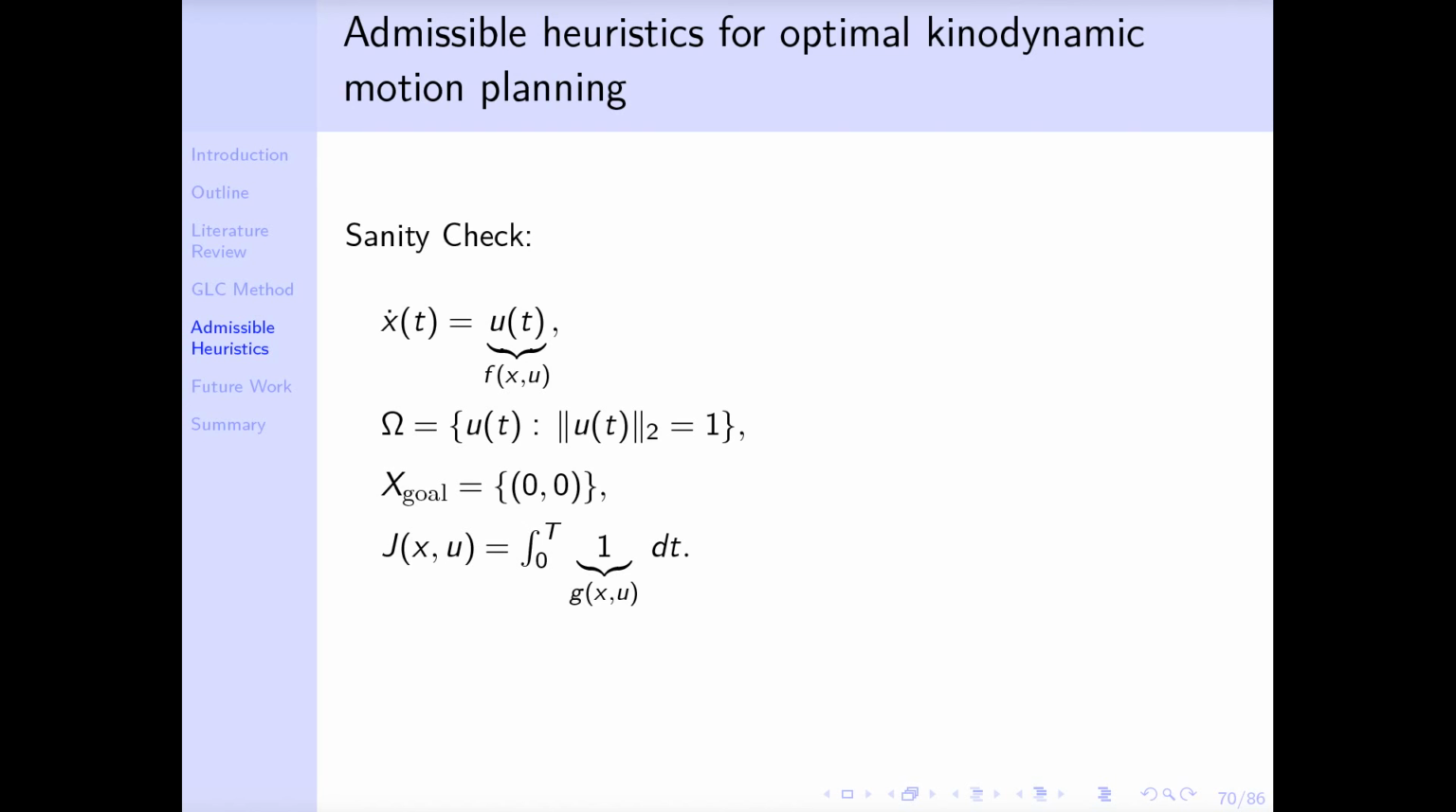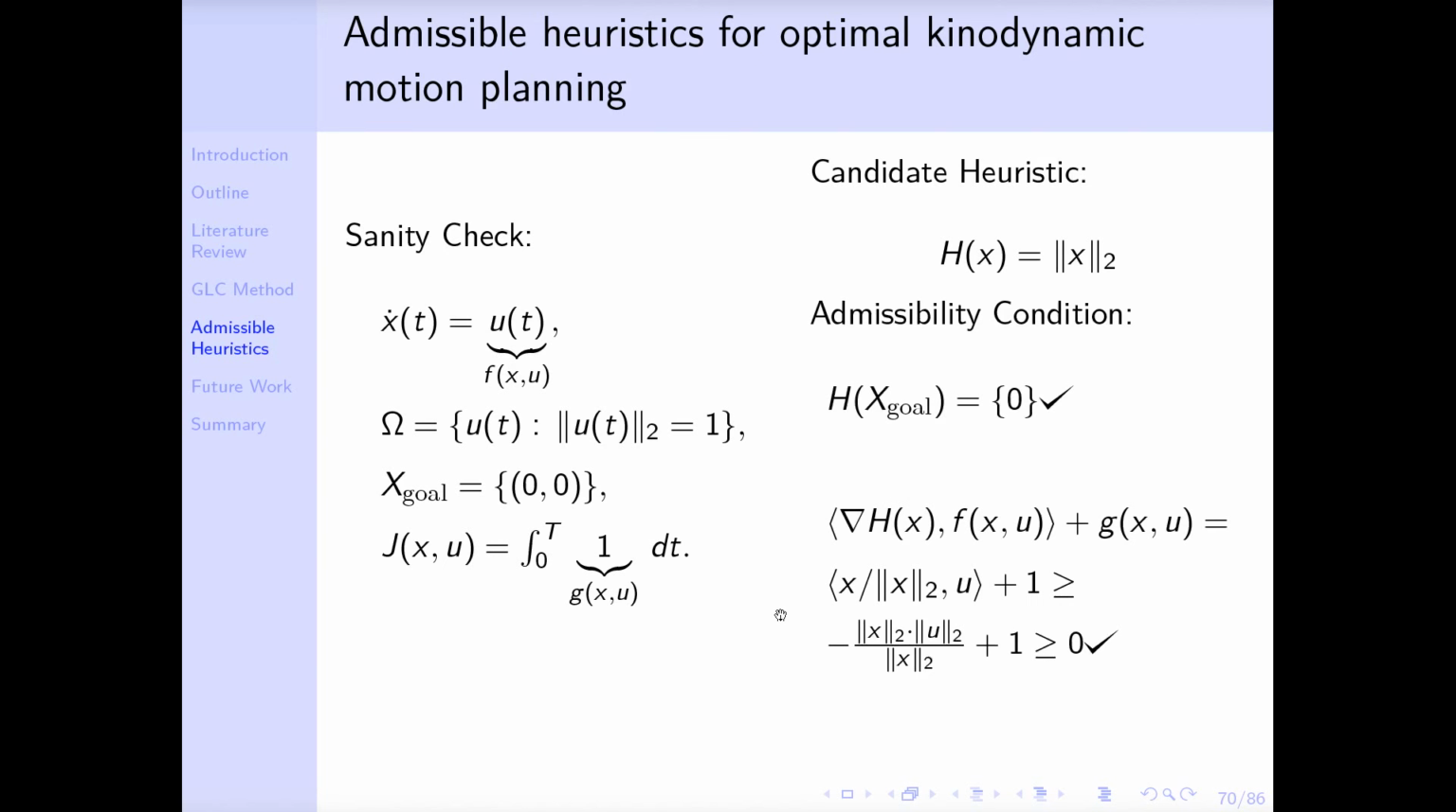And then the running cost for this, in this case, is just 1, which gives us a minimum time objective. And since the trajectory has unit velocity, this is also going to give us the shortest path. So if we take the goal set to simply be the origin for simplicity, our heuristic will just be the Euclidean norm of the current state.